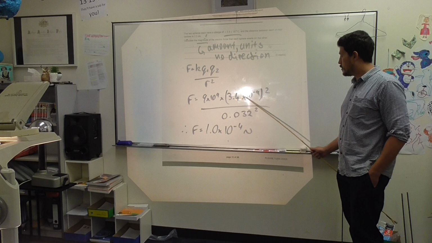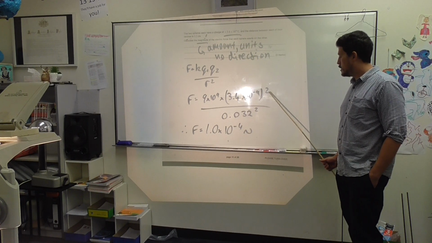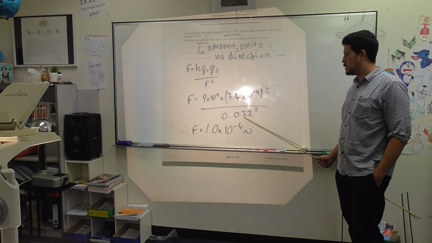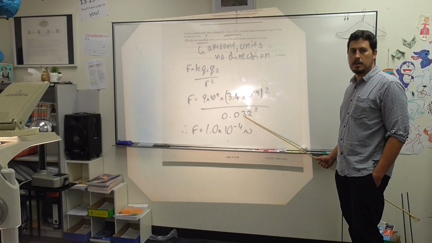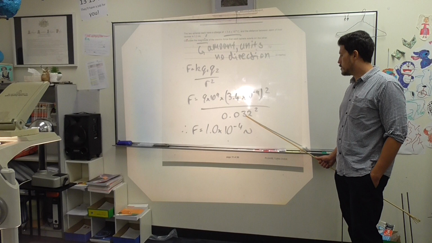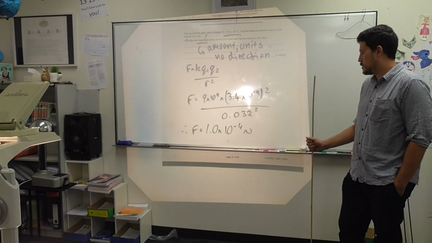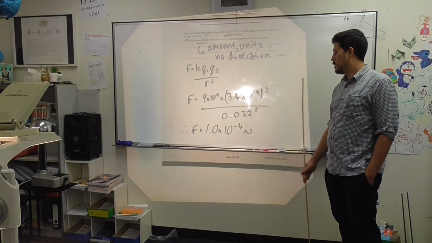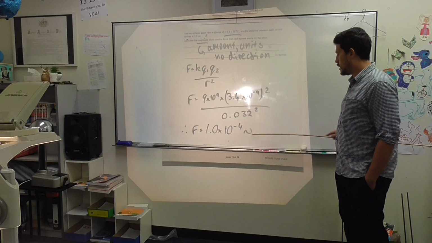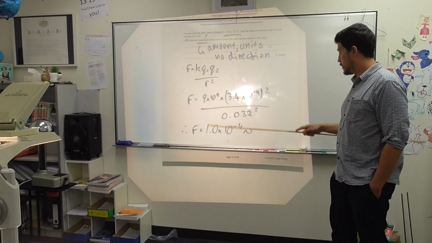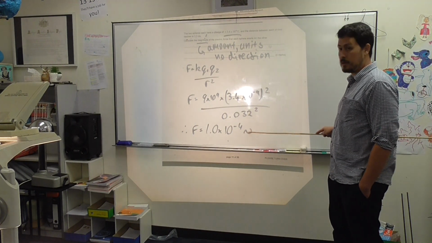9 by 10 to the 9 by 3.4 by 10 to the negative 9 squared divided by 0.032 squared. Now I just turn centimetres into metres in my head. But if you need to do it, you can do 3.2 by 10 to the negative 2. That would also achieve the same answer, because it's exactly the same number. And I get this force. There was a bunch of decimal places behind it, but I've ignored them, because that's the answer. Never forget the units either.